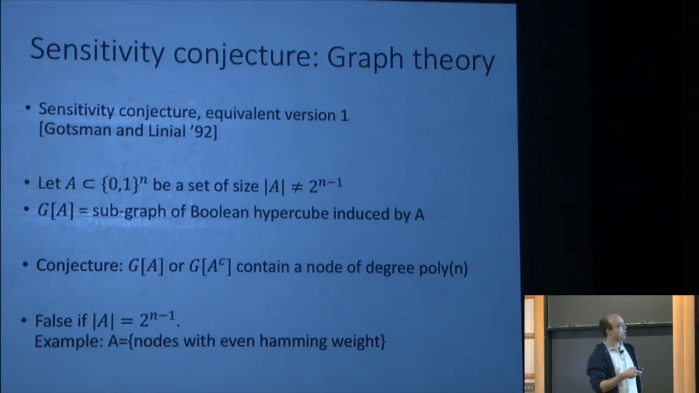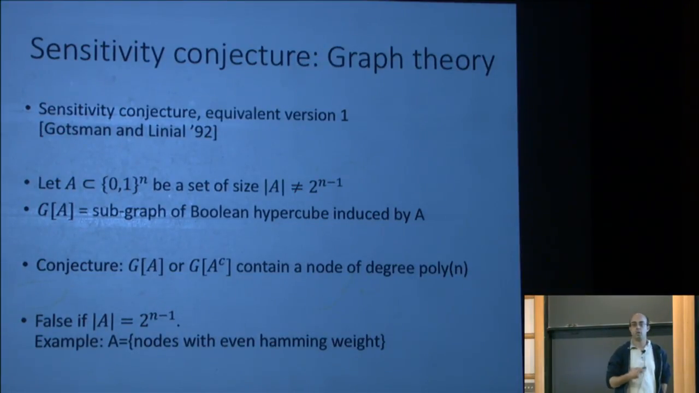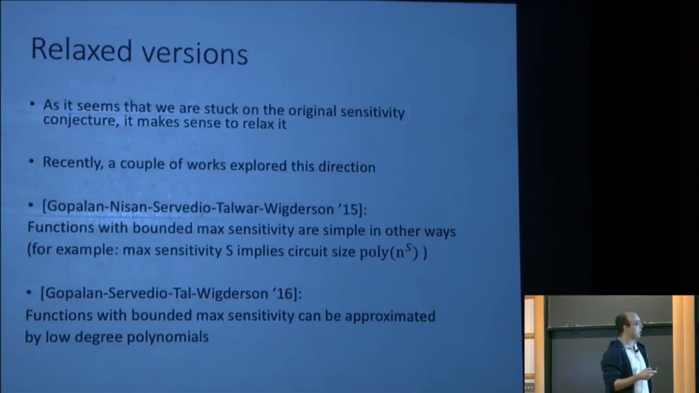We had this graph theory equivalent version of the sensitivity conjecture. So you might ask, what if I know that this set is not exactly half, but is bounded away from a half? Can you get something meaningful here? And the answer is yes.